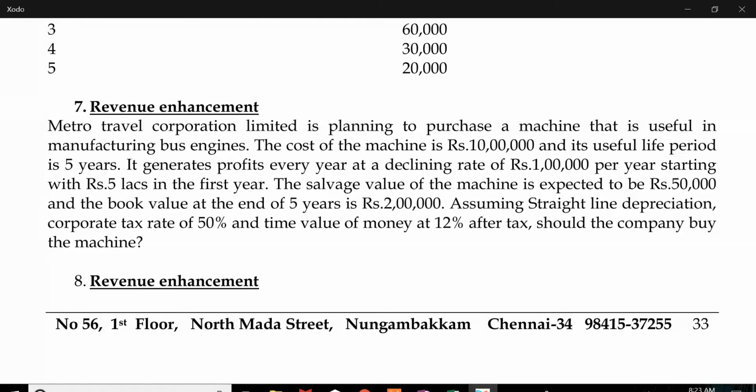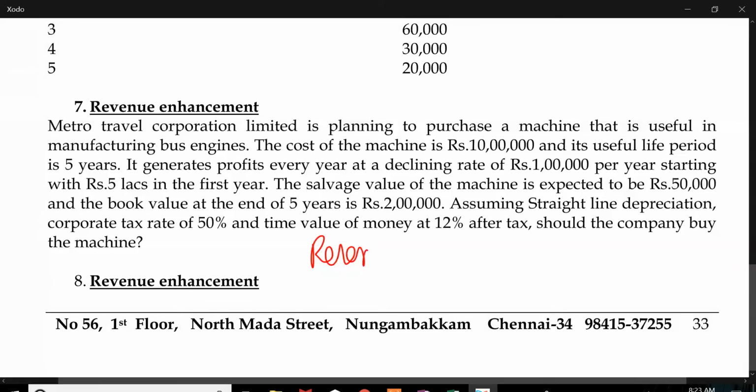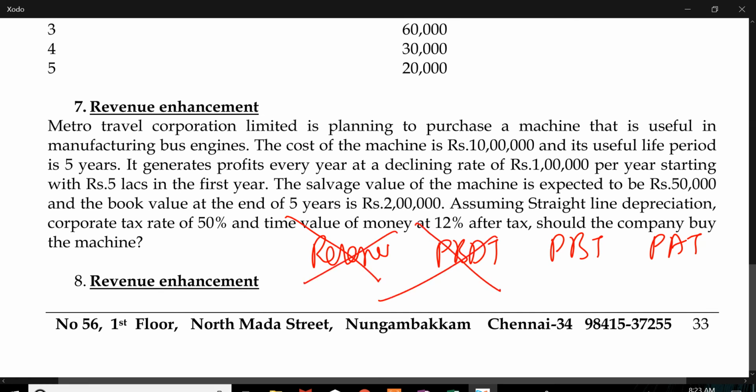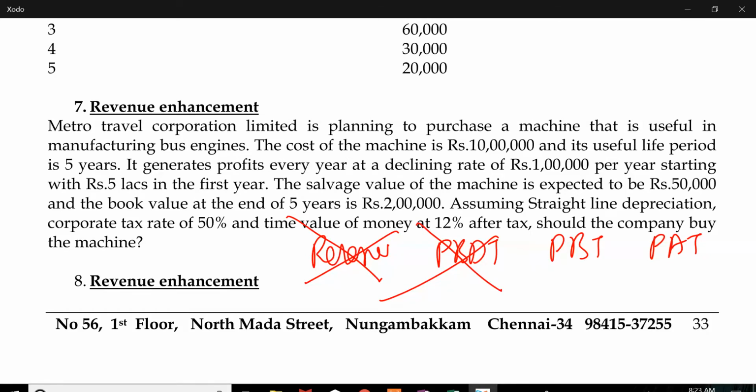It generates profits every year at a declining rate of 1 lakh starting with 5 lakhs in the first year. So it's basically 5, 4, 3, 2, 1. That's the amount you are making. Now what is this amount? Is it revenue, PBDT, PBT or PAT? Now it says it generates profits. So it can't be revenue. It can't also be PBDT because it's profit. Profit means after depreciation.